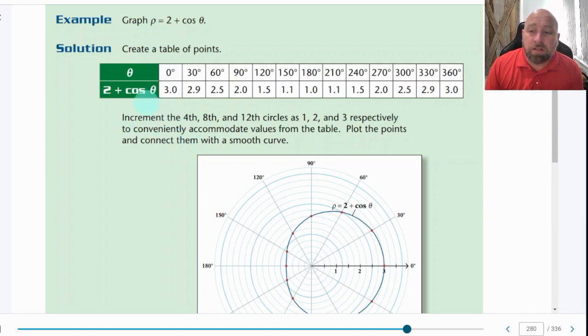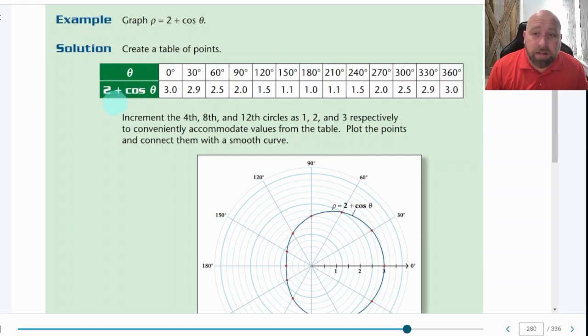So let's talk about this. What is this? 2 plus cosine theta. Well, that's what your rho equals, right? So if you wanted to, you could put rho here instead of the 2 plus cosine theta. Either way, basically this column right here, this row right here.